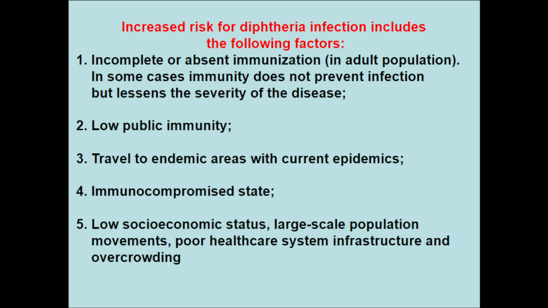Increased risk for diphtheria infection includes the following factors: incomplete or absent immunization in the adult population. In some cases, immunity does not prevent infection, but lessens the severity of the disease. Low public immunity, yes, this is the percentage of vaccinated people. Travel to endemic areas with current epidemics. Immunocompromised state. Low socioeconomic status, large-scale population movements, poor healthcare system, infrastructure, and overcrowding.